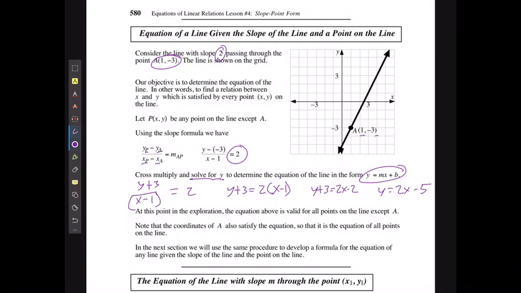At this point in the exploration, the equation above is valid for all points on the line except for A. If I use the point of A, then the negative 3 minus negative 3 will cancel out, the 1 minus 1 will cancel out, and I'm just going to wind up with 0, not 2. So I can't use the same point, otherwise everything cancels itself out.